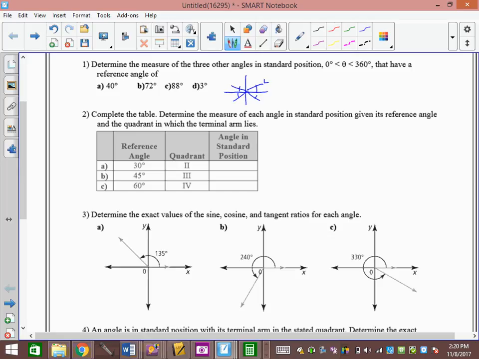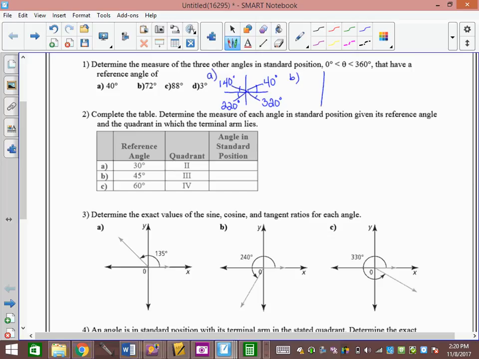So this is going to be 40. This is going to be what? 140. How'd you get that? Subtracted 40 from 180. This is going to be 220 because it's 180 plus 40. And this is going to be 320 because it's 360 minus 40.